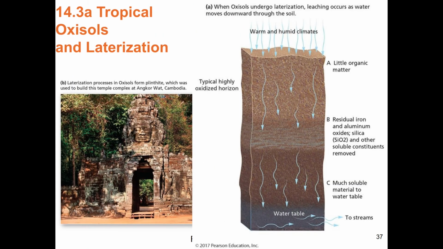So oxisols, here's laterization. So basically the way it works is rain falls and washes away the nutrients. The nutrients get moved to the lower layers of the soil, and some of them just get washed away. This is an example of laterite. So in the rainforest, when the rock or the soil gets exposed to sunlight and air, it dries out and bakes into rock called laterite.